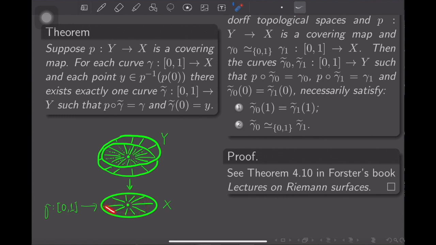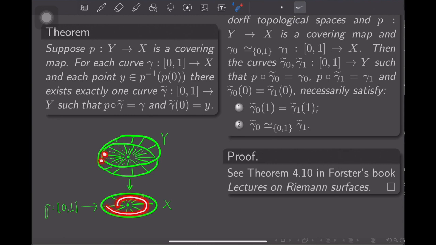It seems to wind around zero once. And so I would be starting somewhere either here or here, right? Kind of assuming that the picture is perfect.